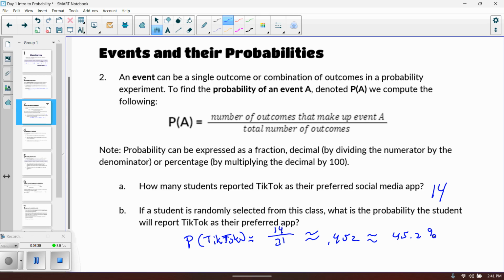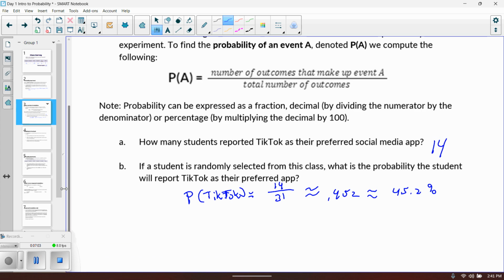The probability of us selecting at random, so somebody just comes in and throws out a number, like everybody gets assigned a number and somebody says number 16, whoever number 16 was, the probability of that person being a person who selected TikTok is about 45%, or 14 out of 31. Okay, hopefully that's okay for everybody.